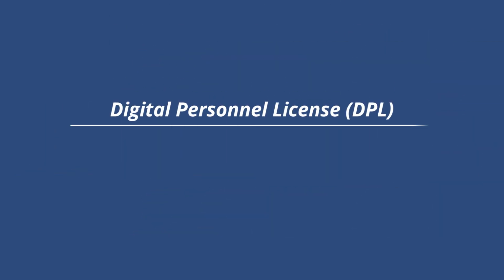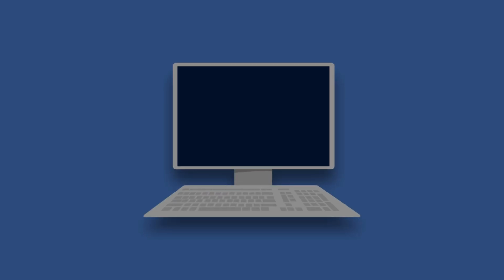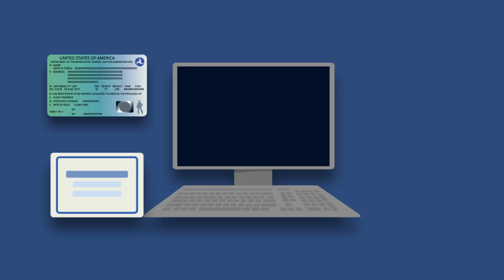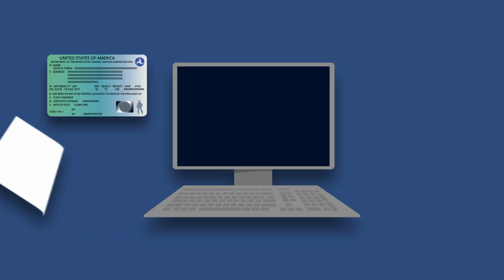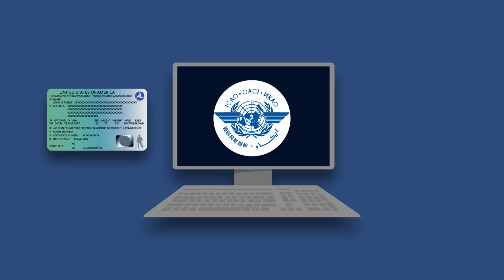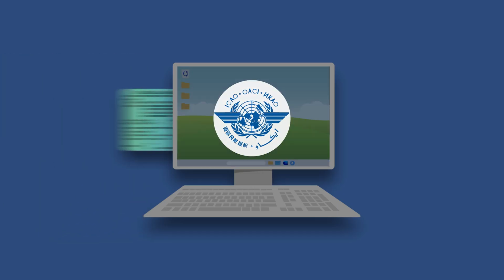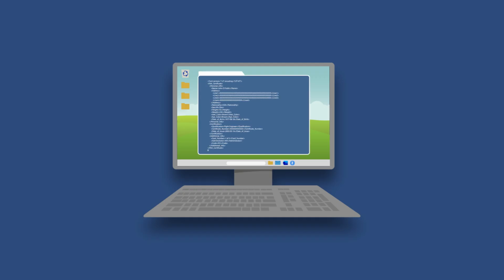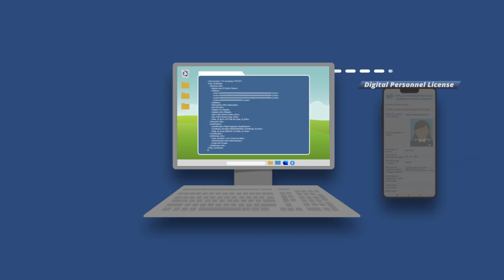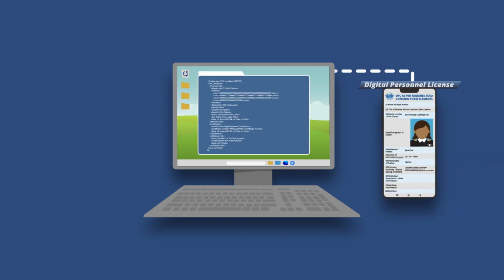Now for a look at how the Digital Personnel Licensing, or DPL, Trust Framework Instance functions. In the digital age, managing personnel licensing, including pilot credentials and certifications, is moving away from paper-based systems. With the ICAO Trust Framework, DPL allows for the secure digital issuance, storage, and validation of aviation personnel licenses.